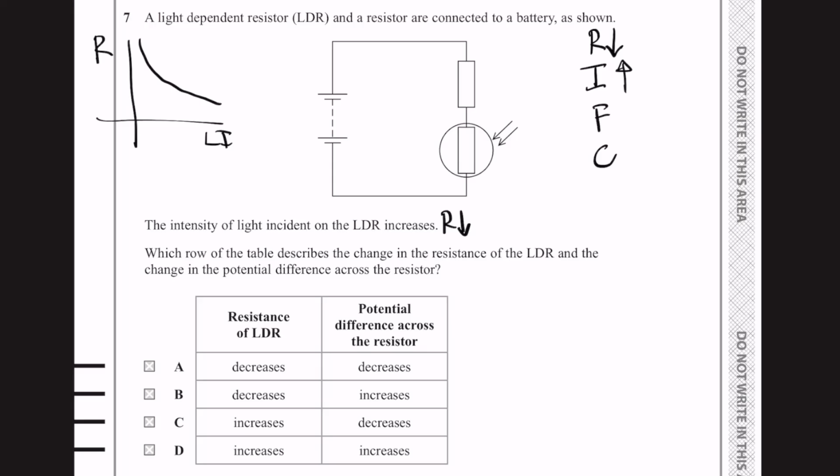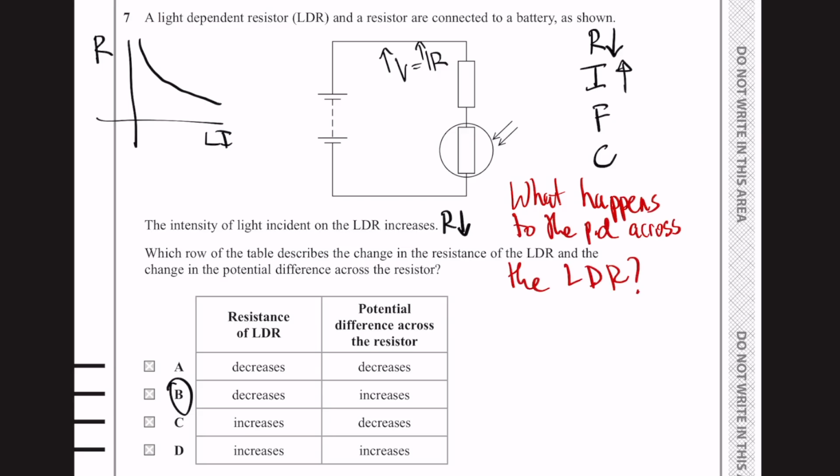Okay, well, across the fixed resistor, V is equal to IR. So if the resistance R is fixed, i.e. it's a constant, if the current has increased, then the voltage across the fixed resistor should increase as well. We can clearly see that the answer to this question is B. Now, if we were to take the question even further and say, what happens to the voltage across the LDR? Well, if the voltage across the resistor increases, by Kirchhoff's second law they have to add up to the EMF in the circuit, so that here must decrease.